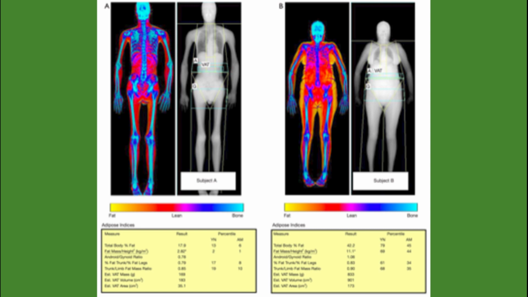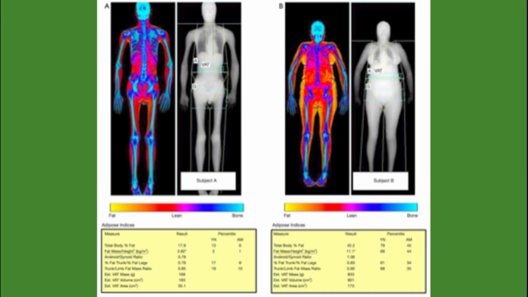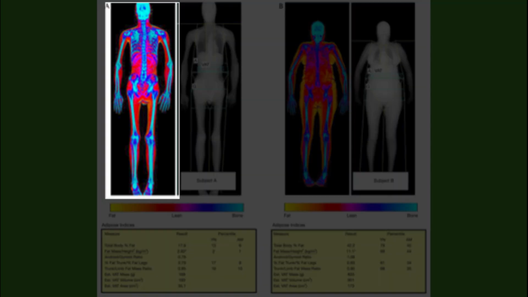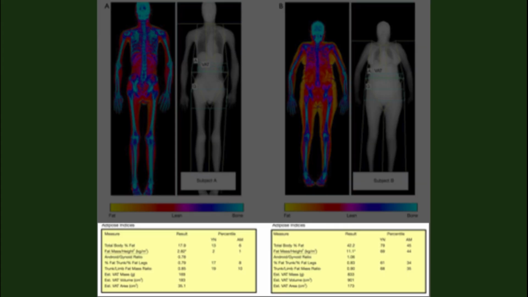So in this cartoon you will find that this is the fat, which is represented in yellow, muscle is represented in red, and the bones are represented in blue. And therefore you will find that this gentleman has hardly any fat, this person has a lot of fat, most of it is subcutaneous fat. Lot of other things are here which I will not go into detail.